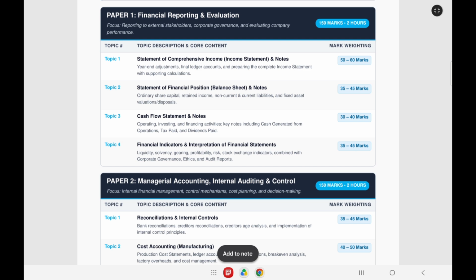Second topic, we have the statement of financial position, also known as the balance sheet, as well as the notes. It's worth 35 to 45 marks. You have the ordinary share capital, the retained income, non-current and current liabilities, and fixed asset valuations or disposals.